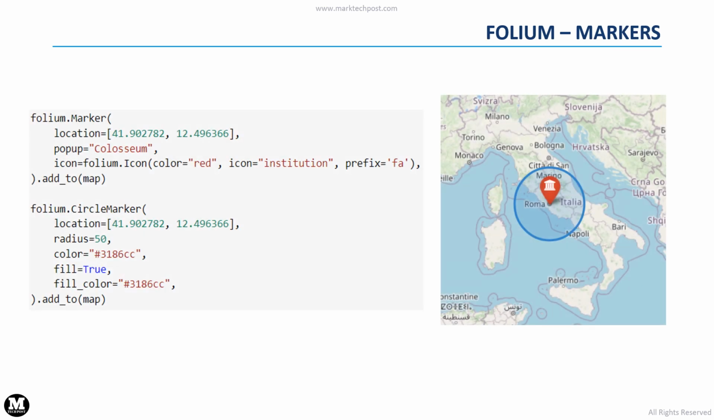This instead is the code to add two different kinds of markers on the map. The marker method is used to create a colored icon marker on the Colosseum. When this marker is clicked, a pop-up will show up with the text Colosseum. Note that we have to call the addTo method to add the marker on the map. The circle marker method instead is used to create a marker from scratch. In this case, we specify the radius, the color, and the fill color.